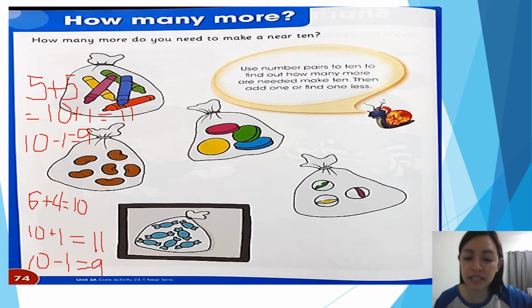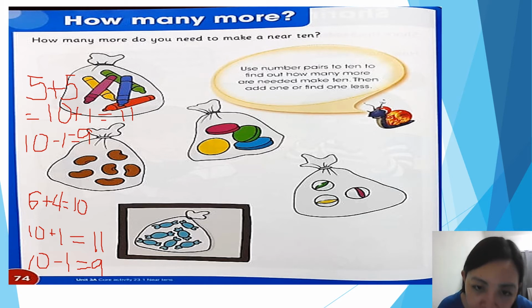Okay, so let's see if your answers are correct. Okay, so the next bag has these circles. Maybe these are chips or toys or something. Okay, so how many circles are inside the bag?